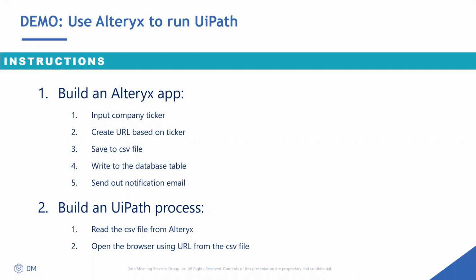For example, for Alteryx, I will have a formula in Alteryx to construct the full URL for Yahoo Finance. Then the workflow can save to a CSV file, write the data to the database, and also send a notification through email. And we also want UiPath to trigger the UiPath workflow, open the browser, enter this URL, and go into that Yahoo Finance page.